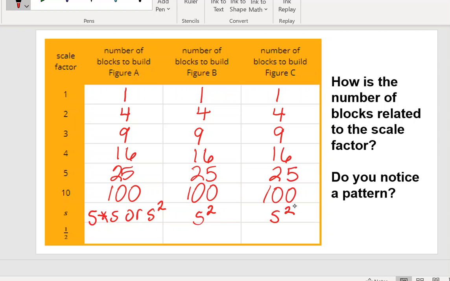So if our scale factor was 1/2, and I know that's kind of hard to read on your notes, but that's what it says, 1/2, we would do 1/2 times 1/2, and 1/2 times 1/2 is 1/4. So no matter which shape we would be working with, it would take 1/4 of a block to build that shape. I know that sounds kind of weird, but it would take 1/4 of a block to build that shape.